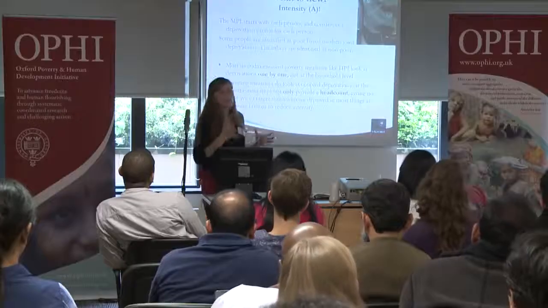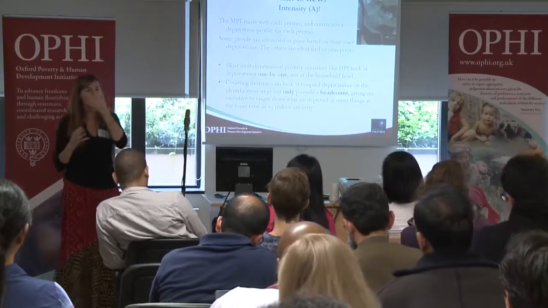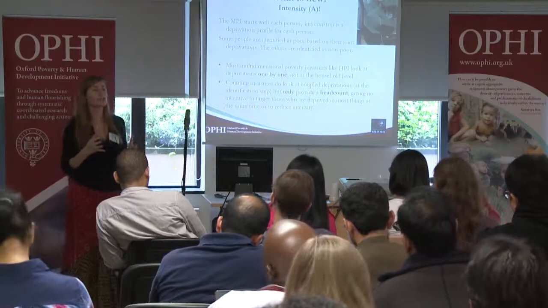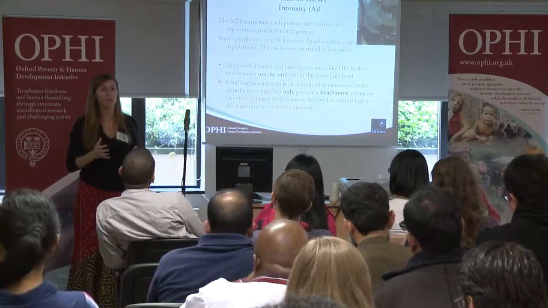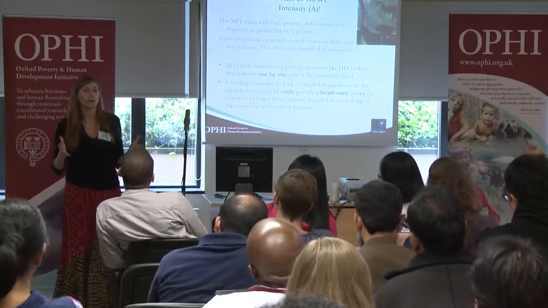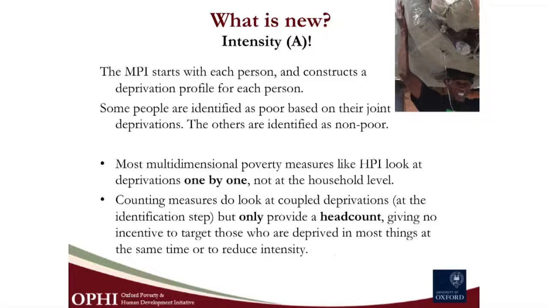And the innovation in the Alkire-Foster methodology is that we are not just looking at the head count. We are not just looking at the proportion of poor people, but rather looking also at how poor they are. We also include the intensity, A, and we adjust the head count by that.